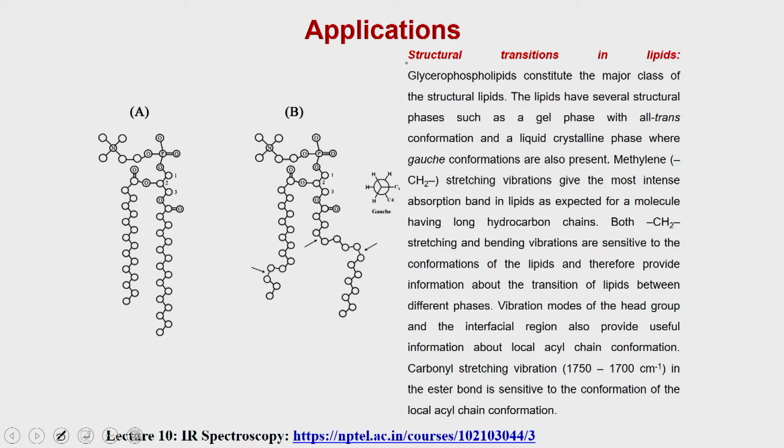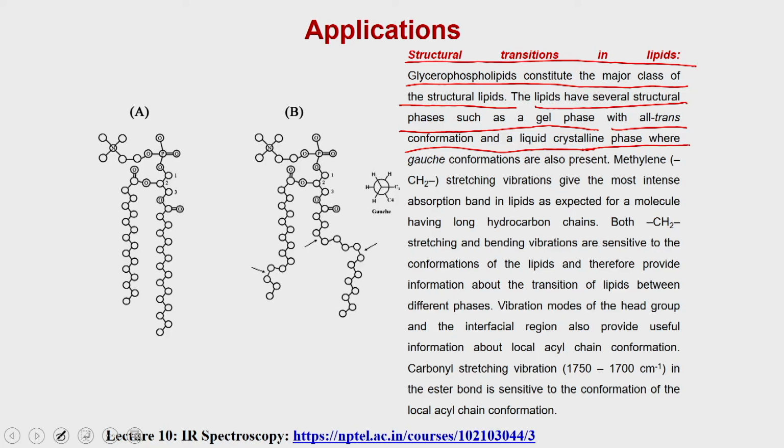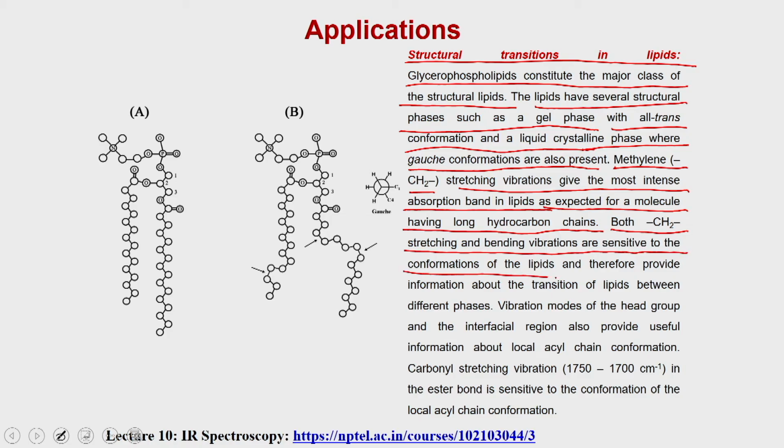Then you have the structural transitions in lipids. Glycophospholipids are a major class of structural lipids. Lipids have several structural phases, such as the gel phase with all-trans conformations and a liquid crystalline phase where gauche conformations are also present. The methylene CH2 stretching vibration gives the most intense absorption in lipids, as expected for a molecule having a long hydrocarbon chain. Both the CH2 stretching and bending vibrations are sensitive to the conformation of the lipids.